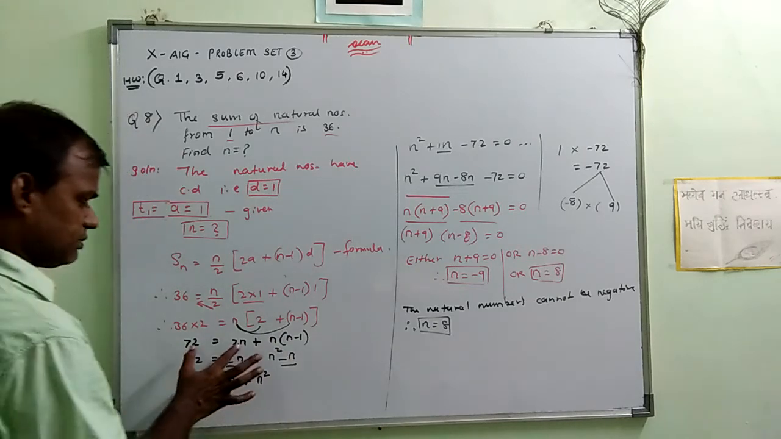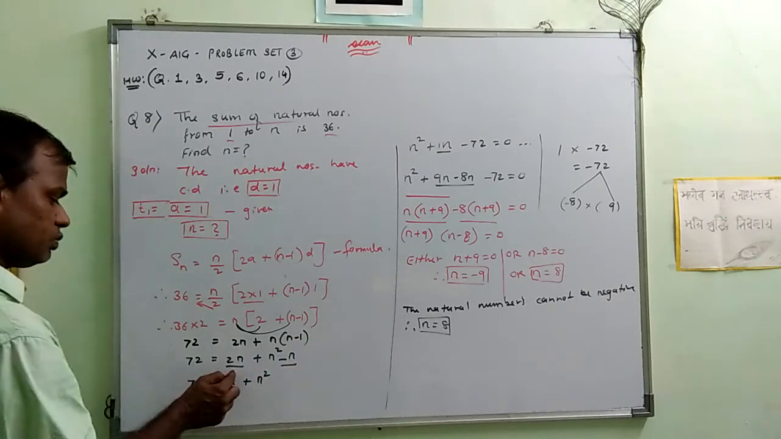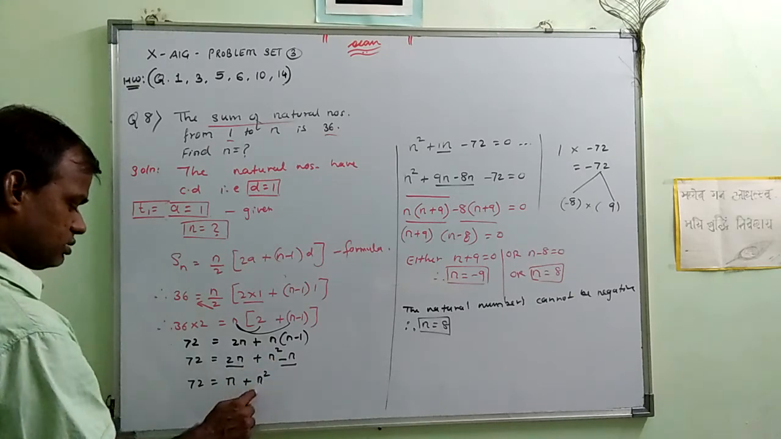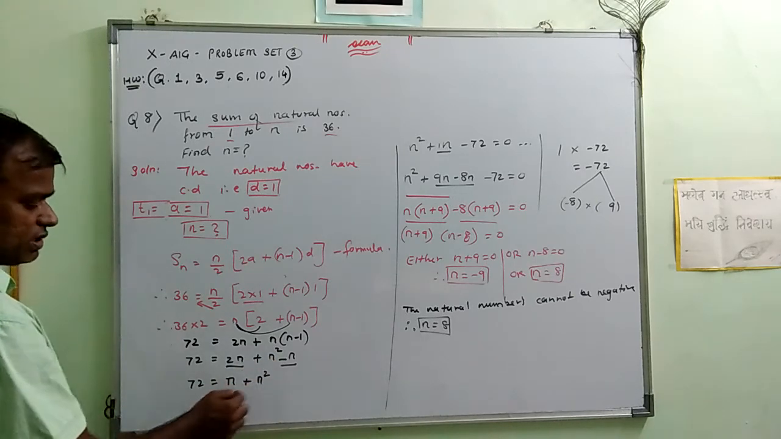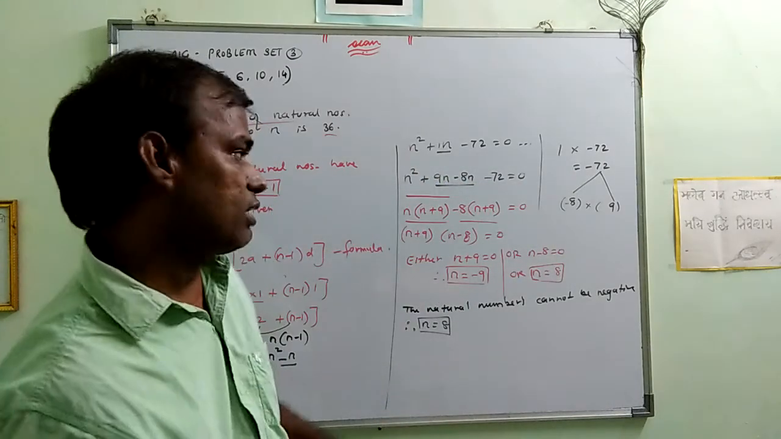Next step, write the same thing. Here multiply n square and minus n. So 2n and minus n becomes 1n. So I'll write here plus n square. So take this minus 72 that plus 72, that side becomes minus 72. So it comes into the form of quadratic equation.